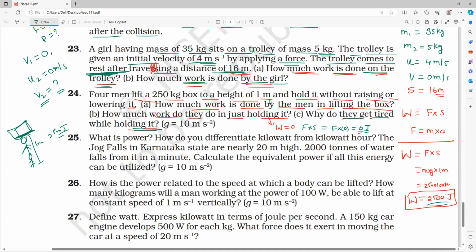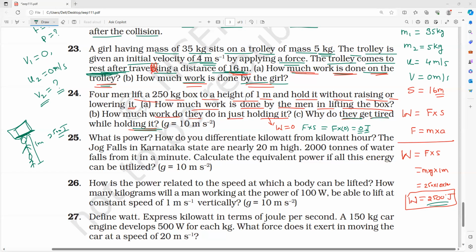Energy is lost. For holding it, they are applying some force. What is the force they are applying? Anybody? To hold it, they have to apply some force. Muscular force. So they feel tired. That is the reason. Write the answer.